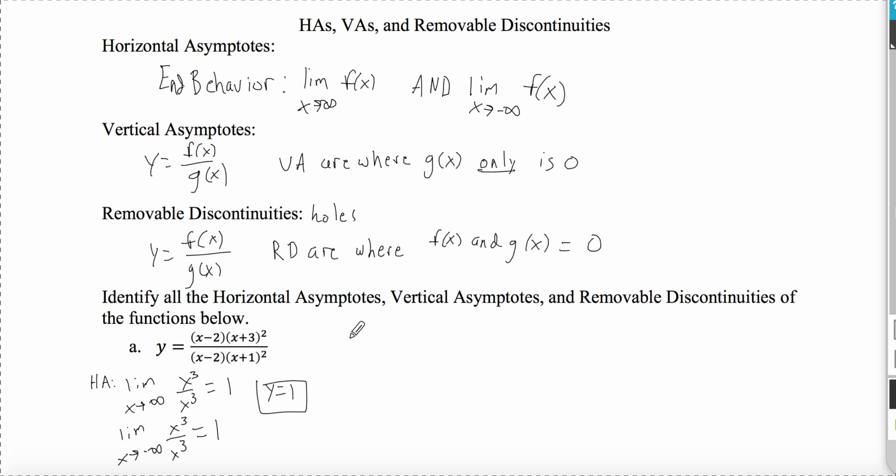All right. What about our vertical asymptotes? Vertical asymptotes, that's where just our denominator is going to be 0. So what x values are going to make only the denominator 0? The vertical asymptote here is that x equals -1.